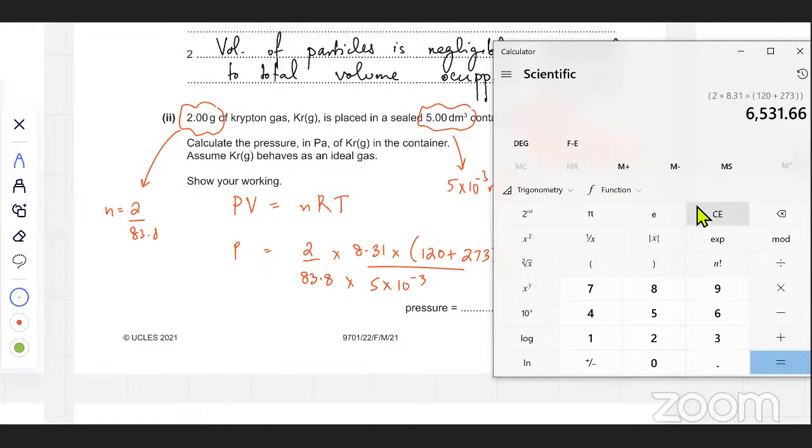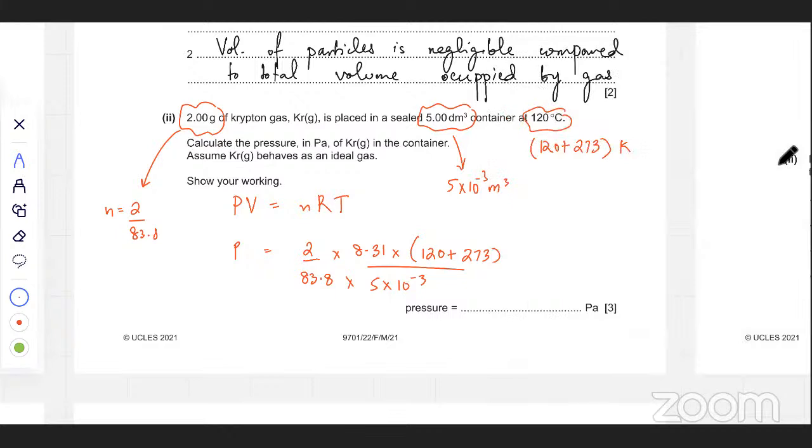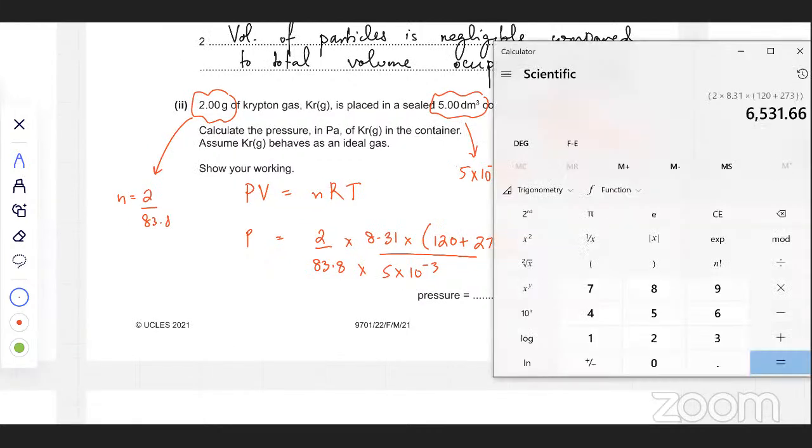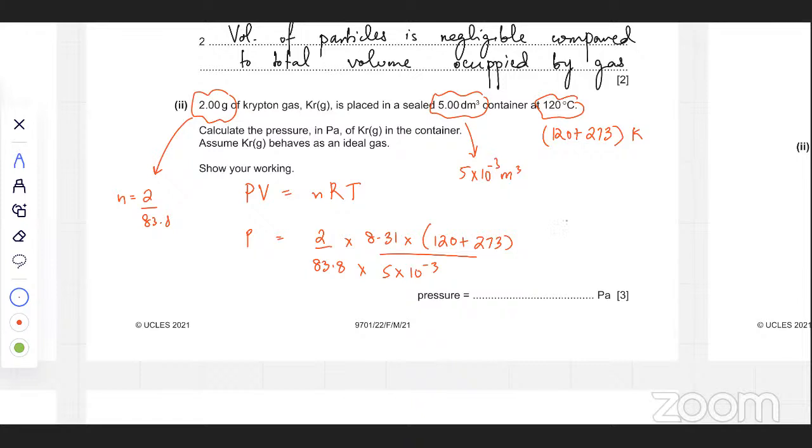So that's coming out to be 6531. That's my numerator, 2 times 8.31 times (120 plus 273). So the numerator is 6531.66. And then the whole thing is going to be divided by 5 times 10 to the minus 3.